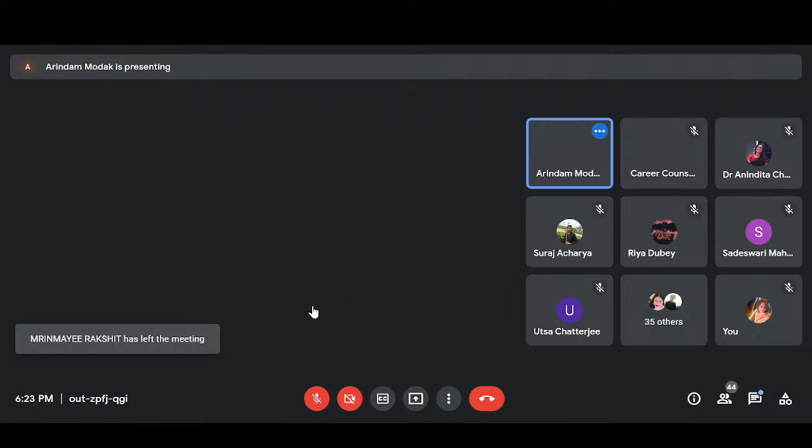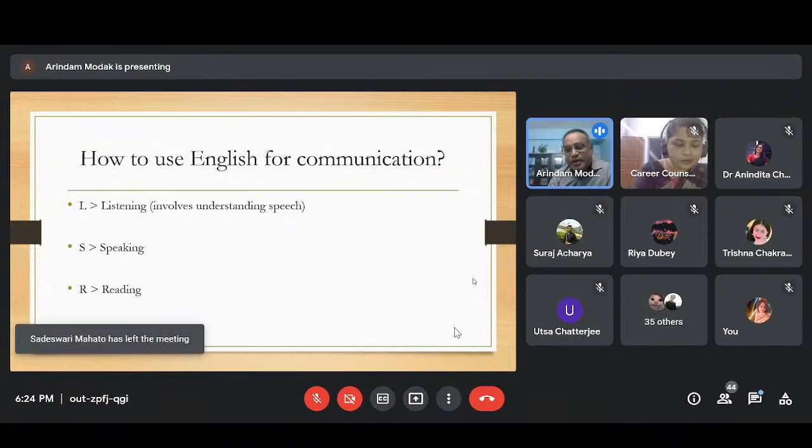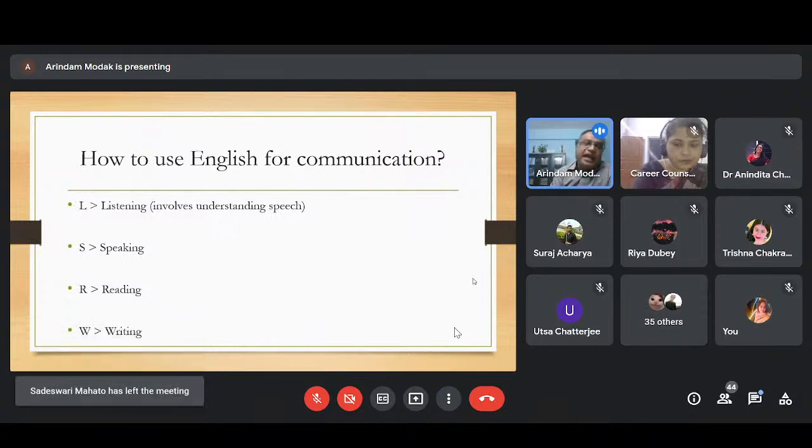Then speaking, reading, and writing. These are the four skills, very easy. But we have to remember that we have to acquire these four skills in this order only. First we have to acquire the skill of listening, then speaking, then reading, and then writing. If you think of your mother tongue, we first learned to listen, then we learned to speak, then to read, then to write. If this order is broken, then language learning will be hampered.